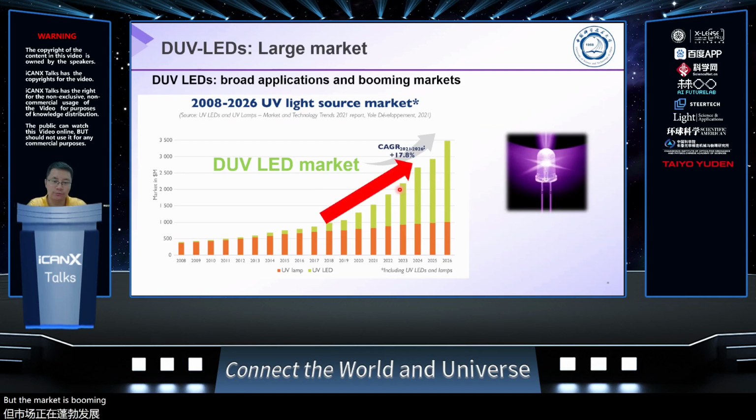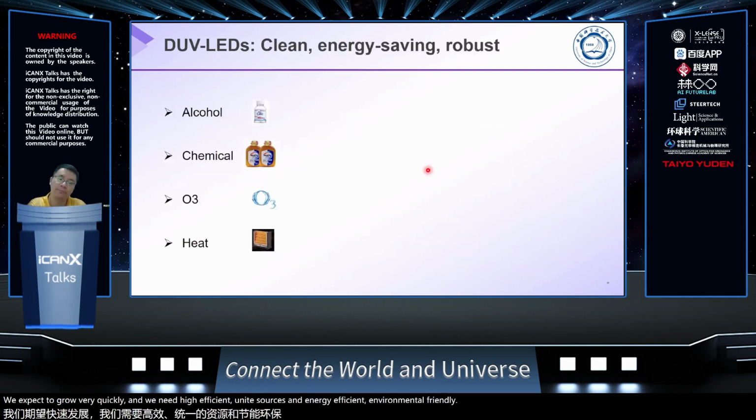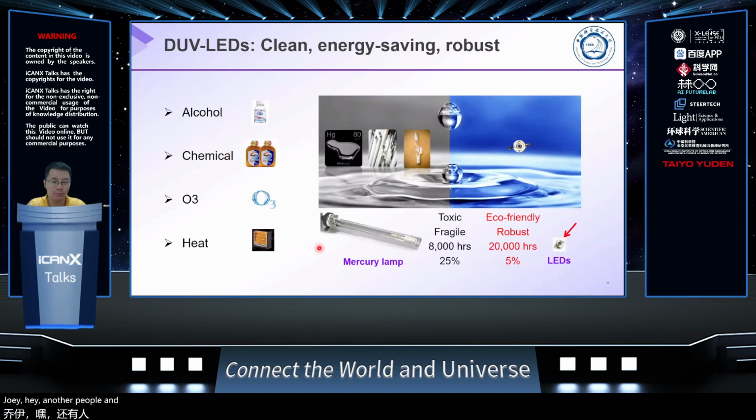We expect it to grow very quickly, and we need highly efficient UV light sources that are energy efficient and environmentally friendly. Conventionally, you may be familiar that people use alcohol, chemicals, or heat to kill bacteria. We can also use mercury-based lamps, which generate UV light. But the mercury lamp is very toxic, fragile, and its lifetime is very short.